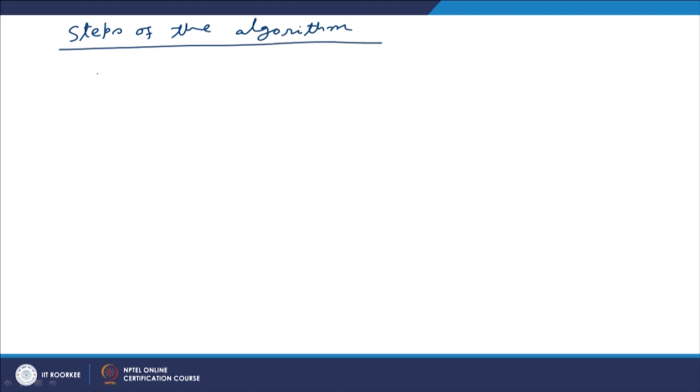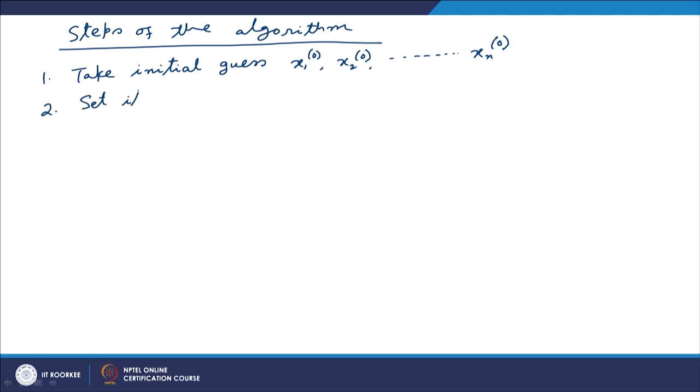So if we look into the algorithm, what would be the steps of the algorithm? The steps of the algorithm would be: take the initial guess x10, x20 up to xn0. Then we set the iteration count k equal to 1.